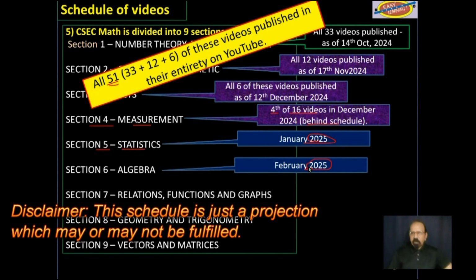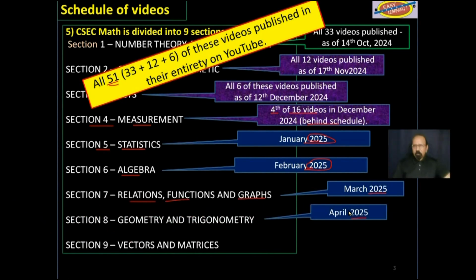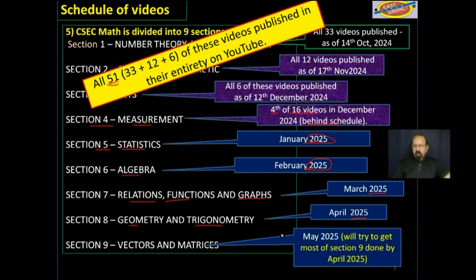February 2025, algebra. March 2025, relations, functions, and graphs. April 2025, geometry and trigonometry. And finally, by mid-May 2025, vectors and matrices, and hopefully, by then, all of the objectives in this syllabus would have been covered, hopefully.